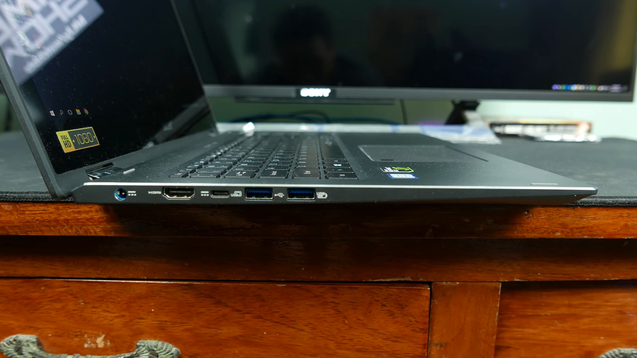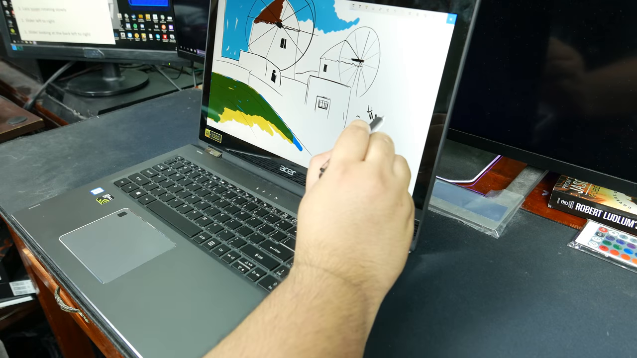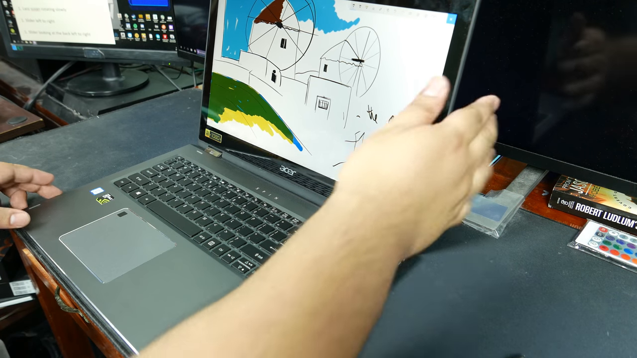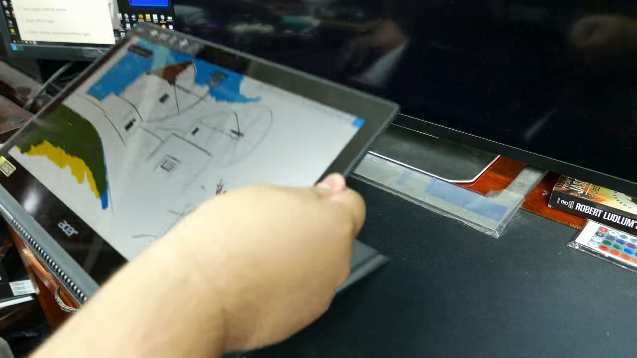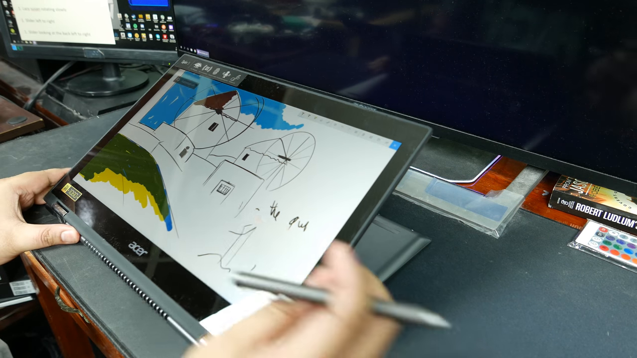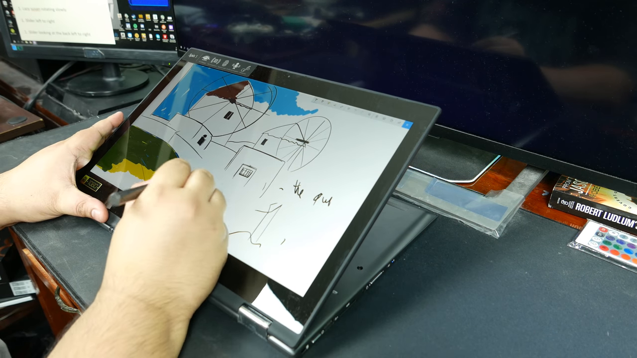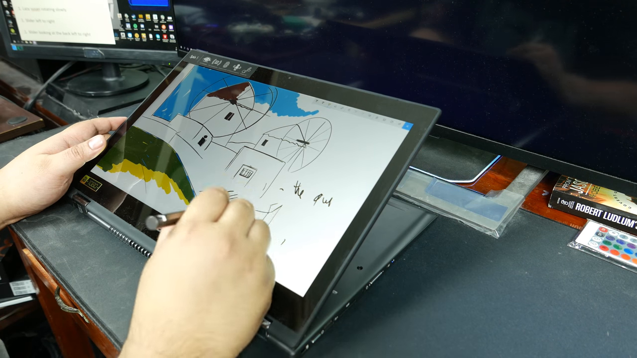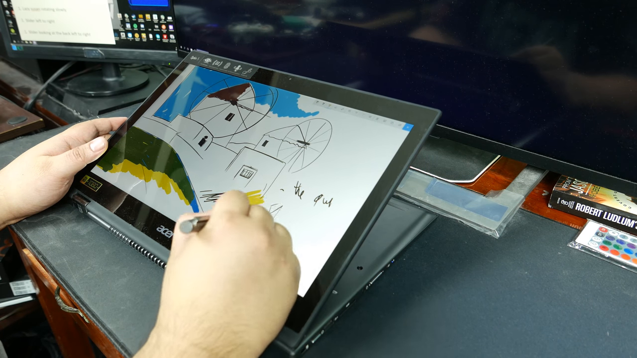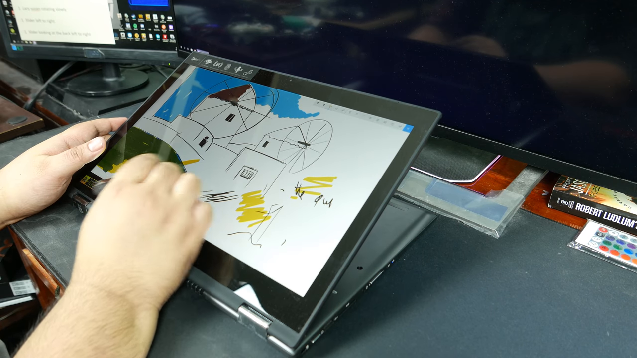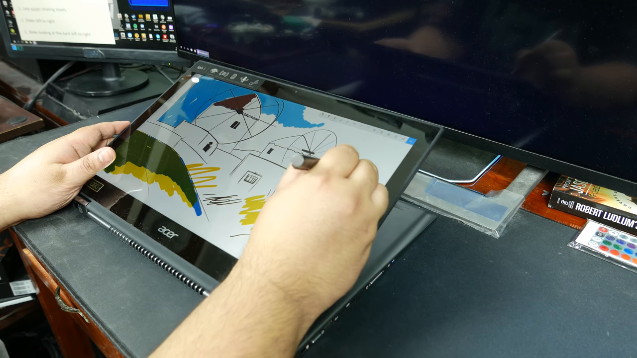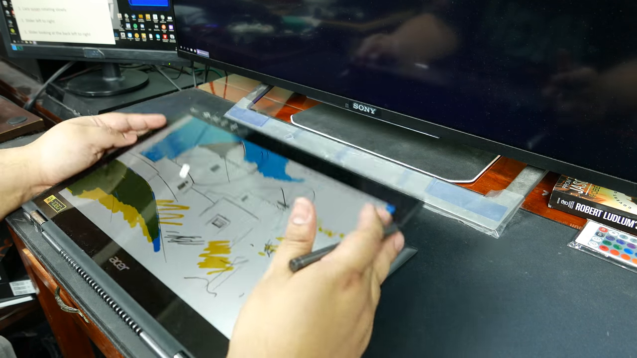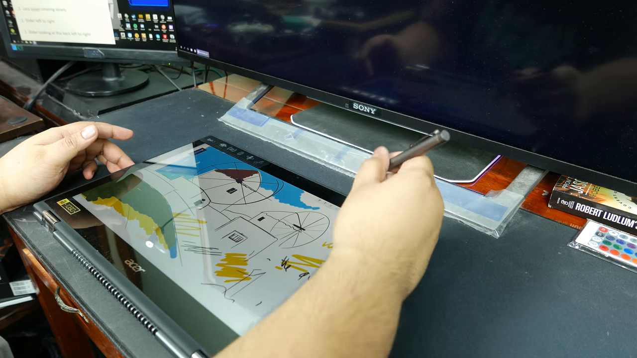The 360-degree hinge allows you to use it in the popular styles of tent mode, tablet mode, stand mode, and laptop mode. In all modes, the speakers do a decent job, but that's not all. You also get a pretty accurate pressure-sensitive stylus in the box as well, so you creative types can work on sketches, design work, or even doodle notes into the IPS 1080p touchscreen.